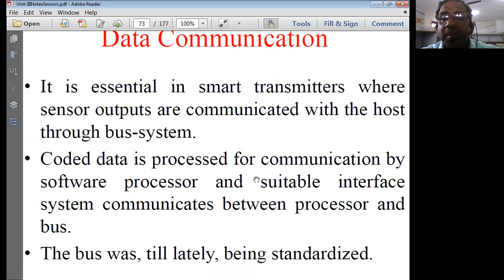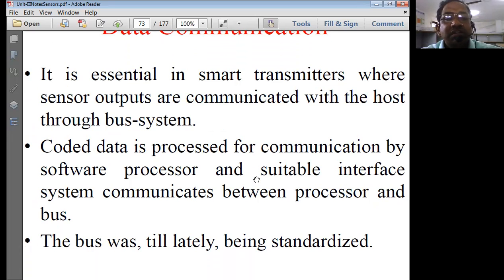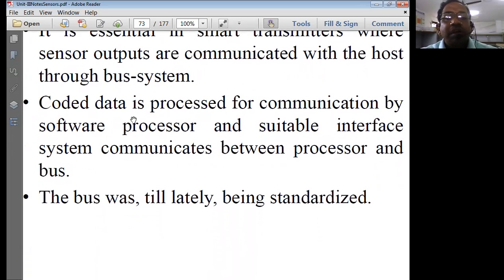So the encoder is a primary element in the information encoding scheme. The next one is data communications. Data communication means baud rates normally come into the picture. Coded data is processed for communication by a software processor, and a suitable interface system communicates between the processor and the bus. We need an appropriate communication system using the baud rates to communicate a signal from the system into the bus, and then from the bus into another system.